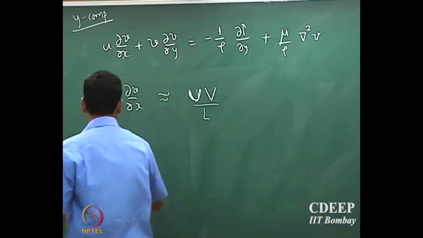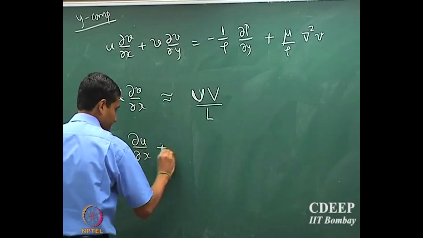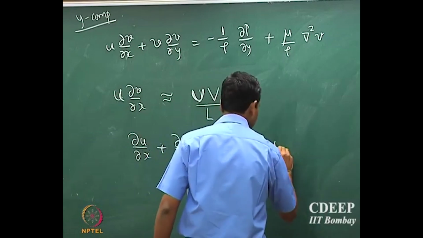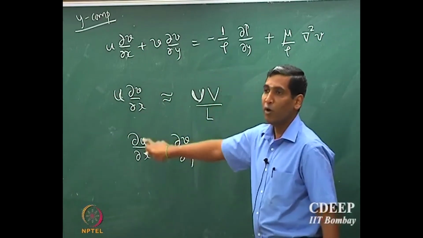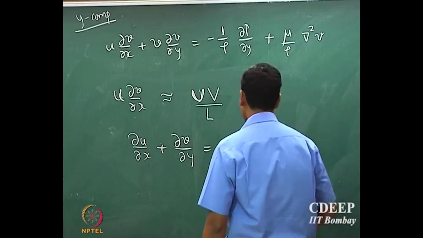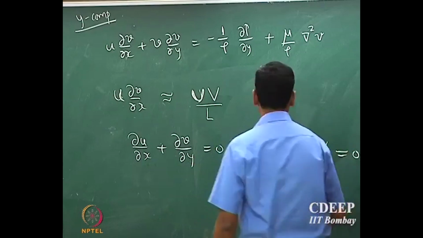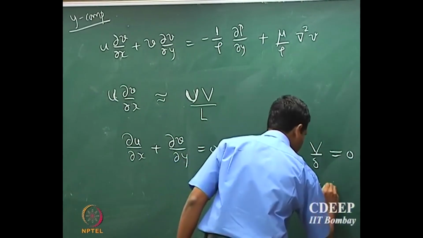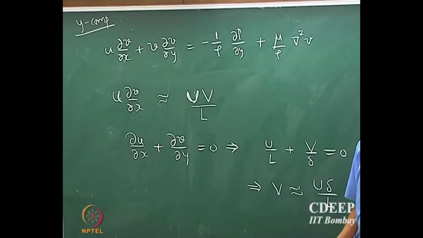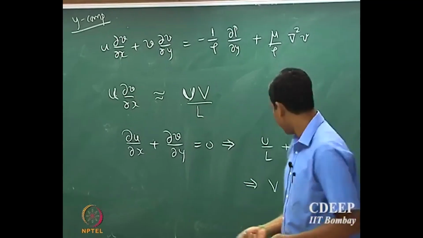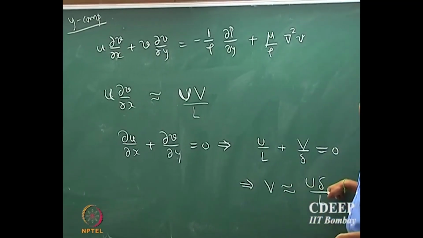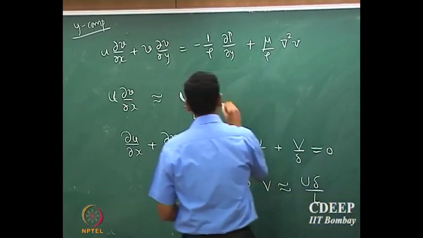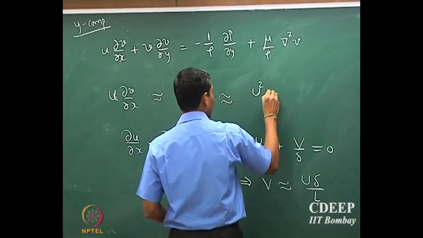We use the continuity equation. From continuity, du by dx plus dv by dy is equal to 0. So from here you will see that u by L, with u the order of magnitude for u and L the order of magnitude for x, plus v by delta should be equal to 0. So we find that v should actually scale as u into delta by L. So the order of magnitude of the y component velocity is the free stream velocity multiplied by delta by L, where delta is the boundary layer thickness. Alright, so now u dv by dx would actually scale as u square delta by L square.